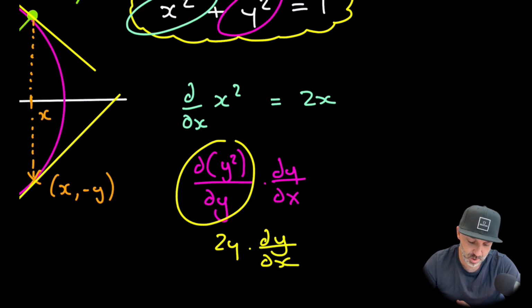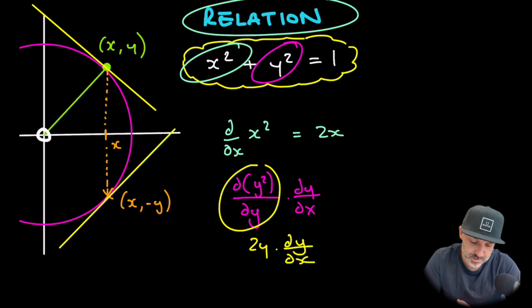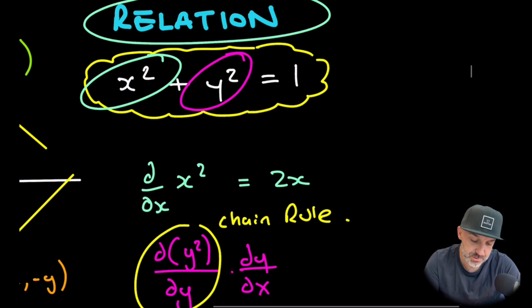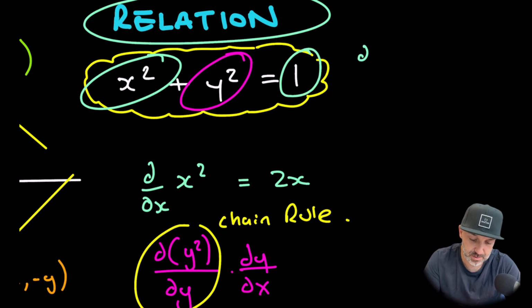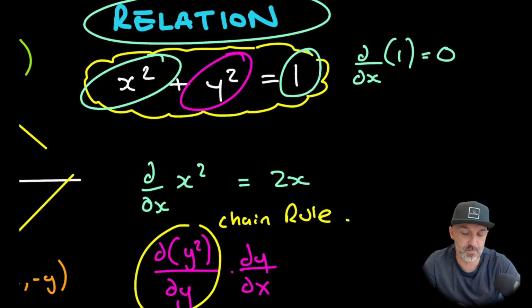Now, we don't know what dy by dx is because we don't know what the rate of change of y is as x changes, but that is an important step. That bit there is to do with the chain rule, and just bear that in mind because we'll use it in every single part of the next few problems. We also need to differentiate 1 with respect to x, and when we differentiate a constant with respect to x, we just get 0 because there are no x's involved.